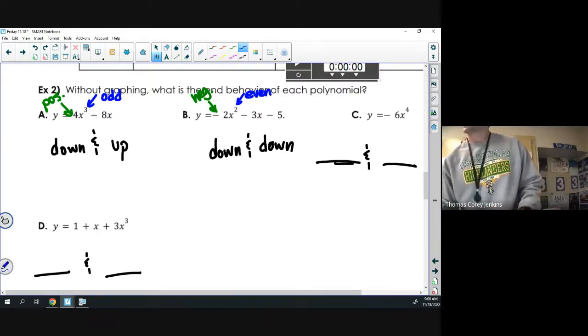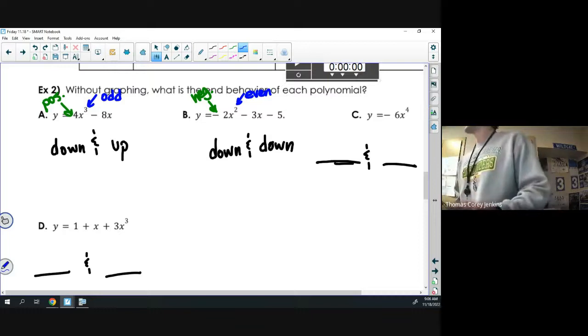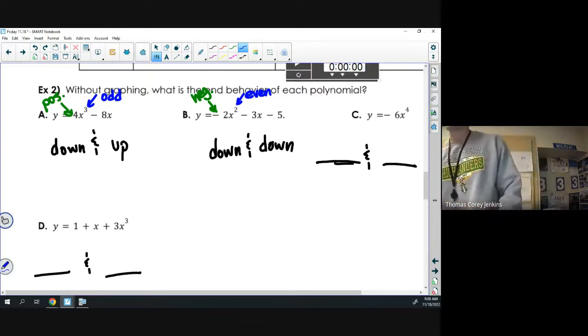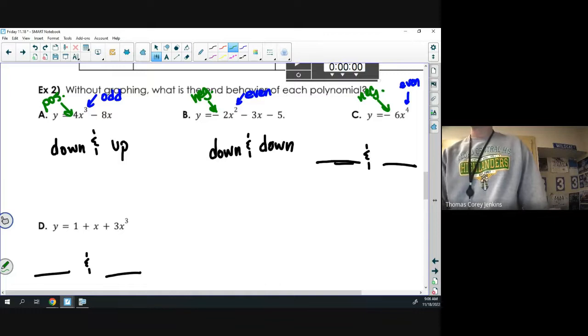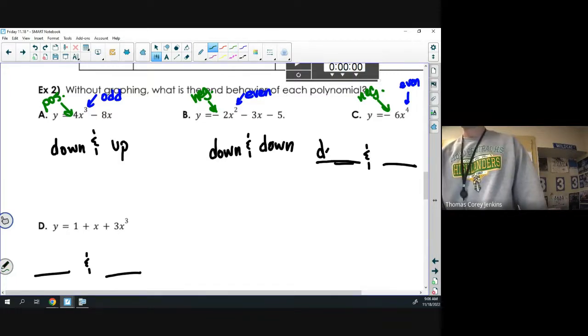All right. Well, it'd be the same as B, right? It'd be the same as graph B, right? So we see an even degree. So think parabola, or look at the chart, or look at your graph, and then it's got a negative lead coefficient. So that'd be like a down-facing parabola, down and down.